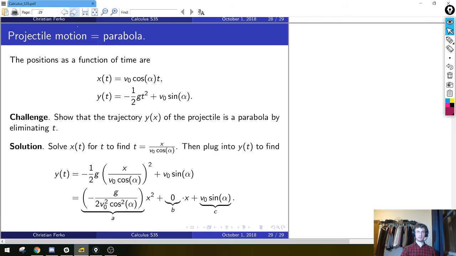Just rewriting that a little more cleanly: if I solve for t, I get x over v naught cos alpha. Plug that in for t in the y of t, and we get this junk, square out the x squared, and collect these into this constant. And indeed we get the parabola. You should put the argument of your function what it actually depends on. So I shouldn't have written that as y of t, I should write it as y of x, because we've eliminated t. Now it depends on x. So y is a function of x, not of t, and is this ax squared plus bx plus c junk. So that's the punchline: projectile motion is indeed a parabola.